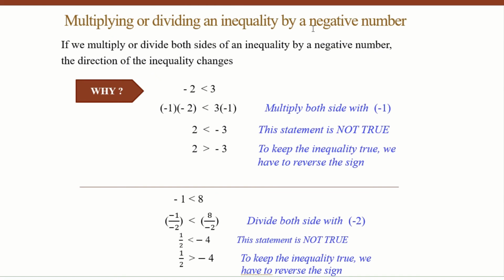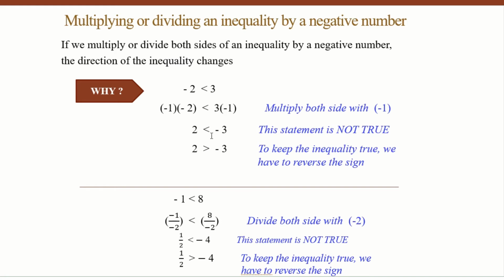Multiplying or dividing an inequality by a negative number. When you multiply or divide the inequality by a negative value, that is when your sign will flip. Okay, so like I show you here, negative 2 is less than 3. That is true, right? It satisfies the inequality. Negative 2 is really less than 3. Now, if I multiply both sides by negative 1, I multiply the left by negative 1, I multiply the right by negative 1. What will happen? This will become 2. This will become negative 3.